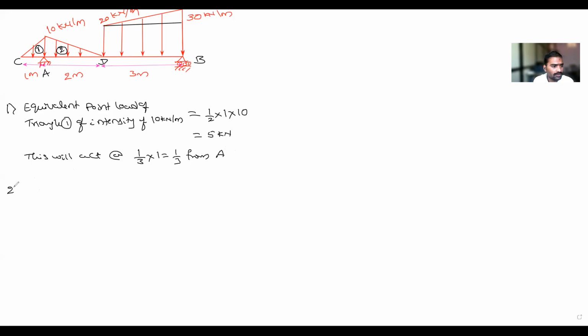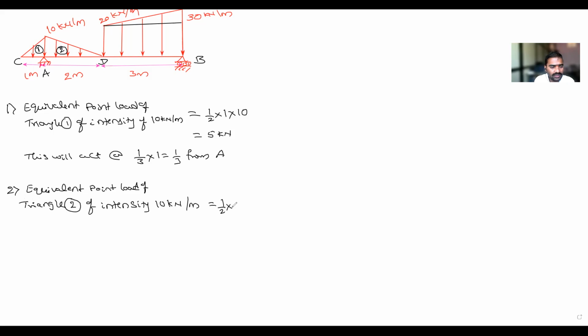Next, the second one. Second equivalent point load of triangle 2. Can you tell me the intensity of triangle 2? Same, 10 kilonewton per meter.